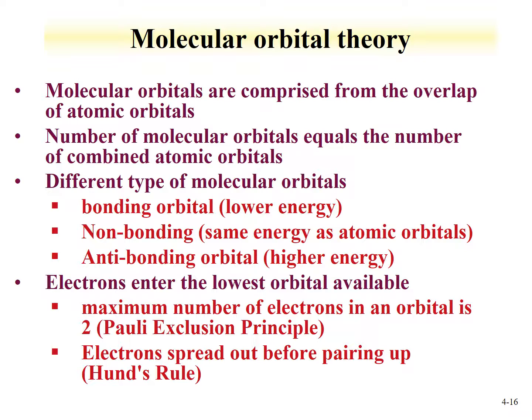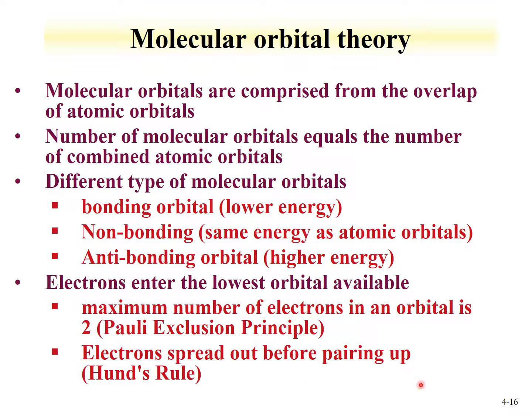The first theory we'll introduce is molecular orbital theory. In molecular orbital theory, the orbitals which compose molecules are formed from the overlap of atomic orbitals. The number of molecular orbitals equals the number of combined atomic orbitals. There are different types of molecular orbitals that can be formed through this route: bonding orbitals, which are lower in energy than the atomic orbitals; non-bonding orbitals, which have the same energy and properties as the atomic orbitals; and anti-bonding orbitals, which are higher in energy than the atomic orbitals.